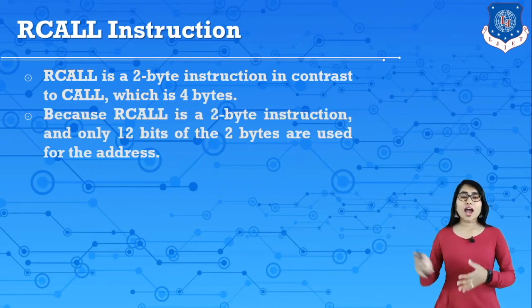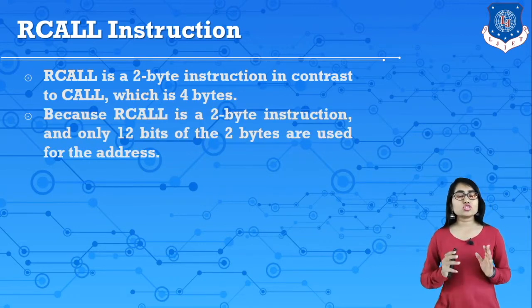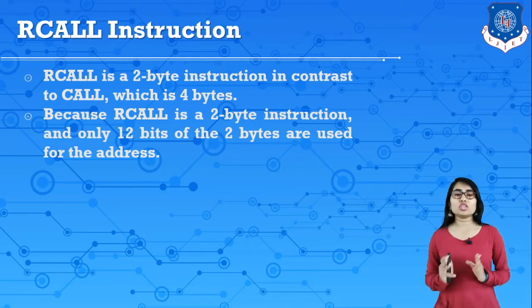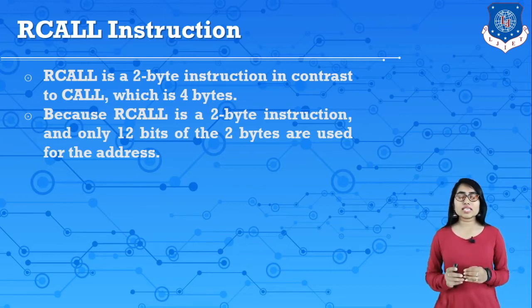So this rcall is a 2-byte instruction, so only 12 bits of the 2 bytes are used for the address. So here there is a 2-byte instruction, so basically a total of 16 bits. Out of 16 bits, 12 bits are used for the address and the remaining bits are used for the opcode. So the rcall instruction has 2 bytes.